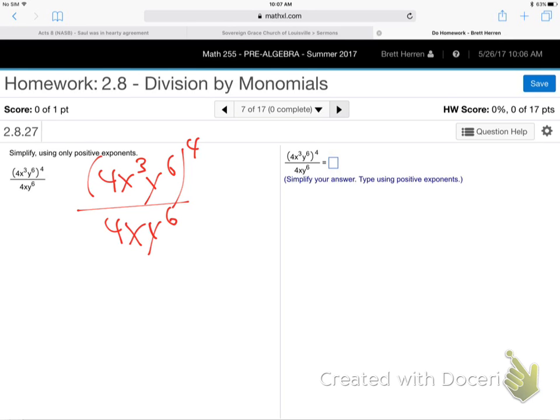So first you got to do the powers outside parentheses thing, right? Powers outside parentheses, multiply powers inside.